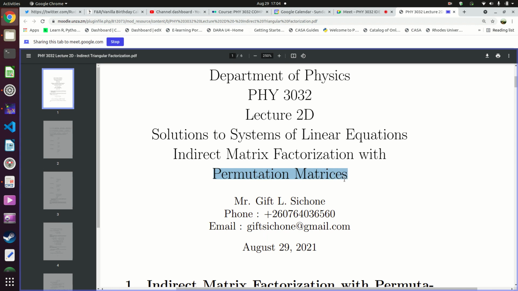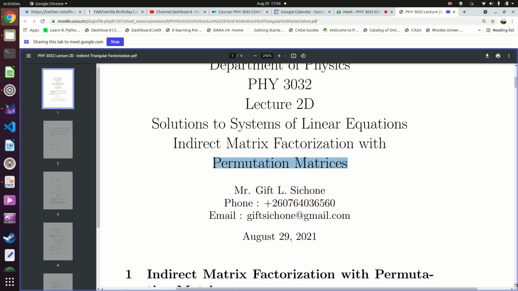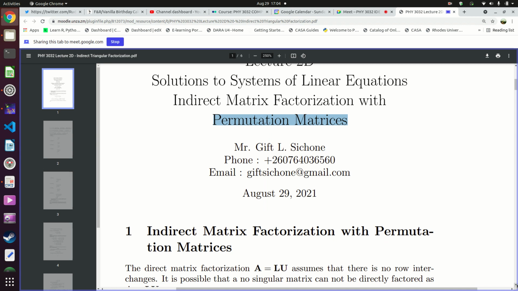An example of a matrix like this, which does not actually do any permutation, is an identity matrix, which is a matrix where you've got ones along the diagonal and everything else is equal to 0. When you multiply an identity matrix with any other matrix, the resulting matrix is the same as what you multiplied with.